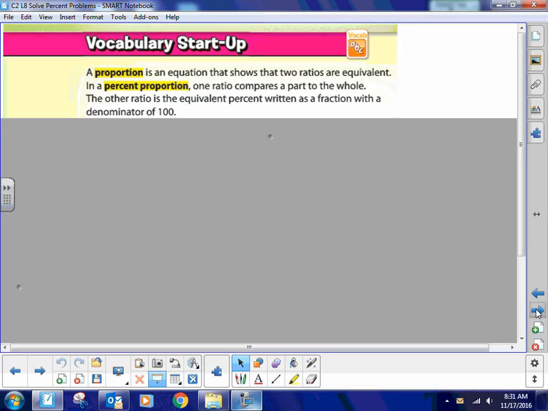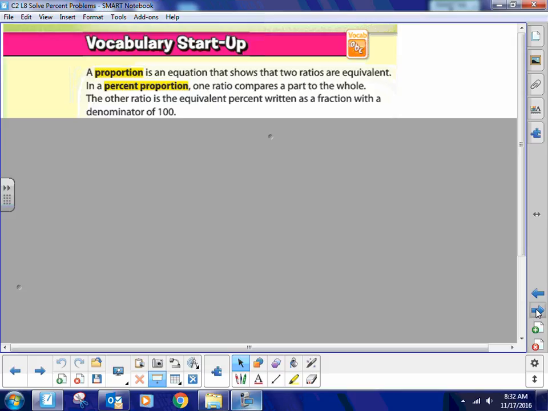All right. Vocabulary startup. A proportion is an equation that shows two ratios are equivalent. Meaning, if you've got two things being equal to each other, even though the numbers don't match, the proportions are correct. Just like 1/2 is equivalent to 2/4, or 1/2 is equivalent to 4/8, or stuff like that. Okay? In a percent proportion, one ratio compares a part to the whole. Now, I kind of introduced that to you on the last lesson, so here it's coming right now.